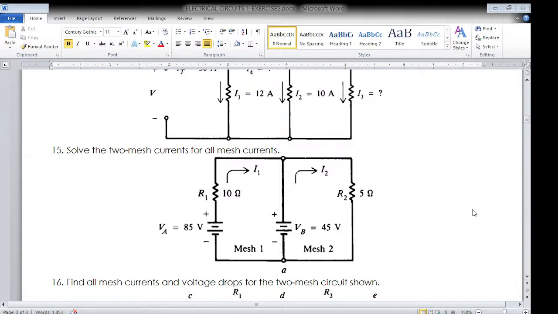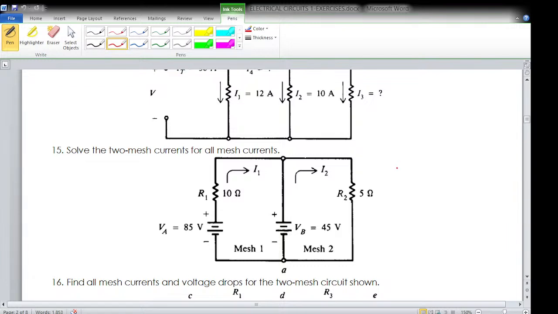Okay. So in these two meshes, we are to solve for all mesh currents. So what exactly are we solving for? Mesh 1, mesh 2, ma'am. In the figure, what are we solving for? I sub 1 and I sub 2, ma'am. Okay, it's I sub 1 and I sub 2. And how are we going to solve for that?